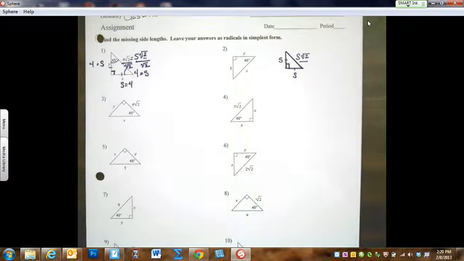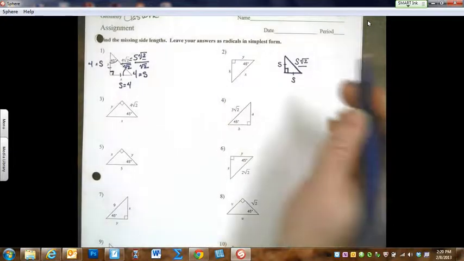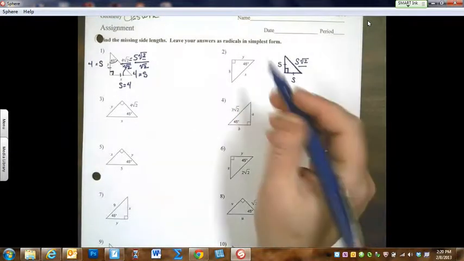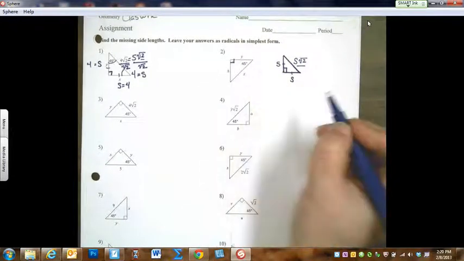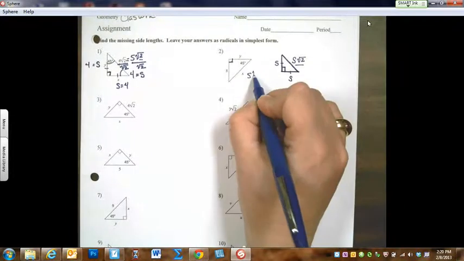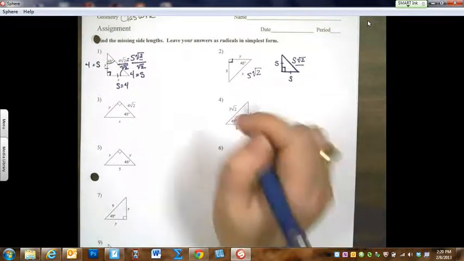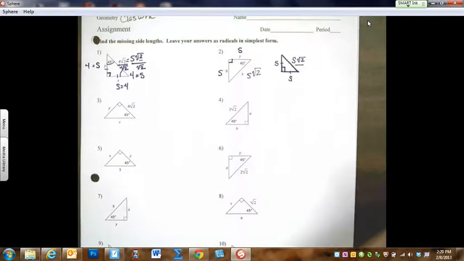Now I want to jump over and let's do number 2 as well. In number 2, let's just put our template straight down. I find my hypotenuse, and I know that's going to be opposite this right angle. So I know, looking over here, the hypotenuse is always s root 2. I do that every single time. I always find the hypotenuse first. Then I know the other two sides are going to be congruent.